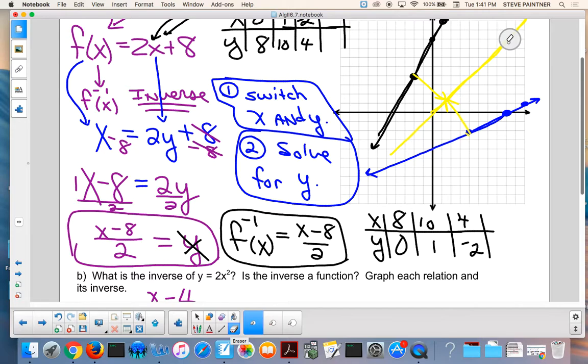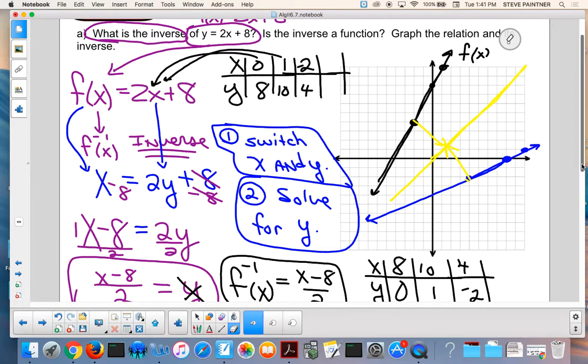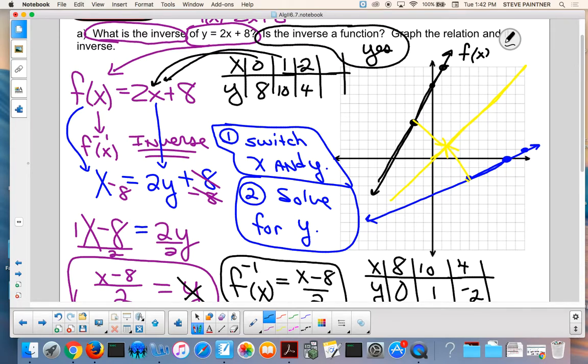Oh, last thing to do, sorry. It does say, is the inverse a function? Look at the blue one. Is the blue one a function? Yeah. Vertical line hits at what? Once. Yes. Is the inverse a function? Yes. Okay? Good?